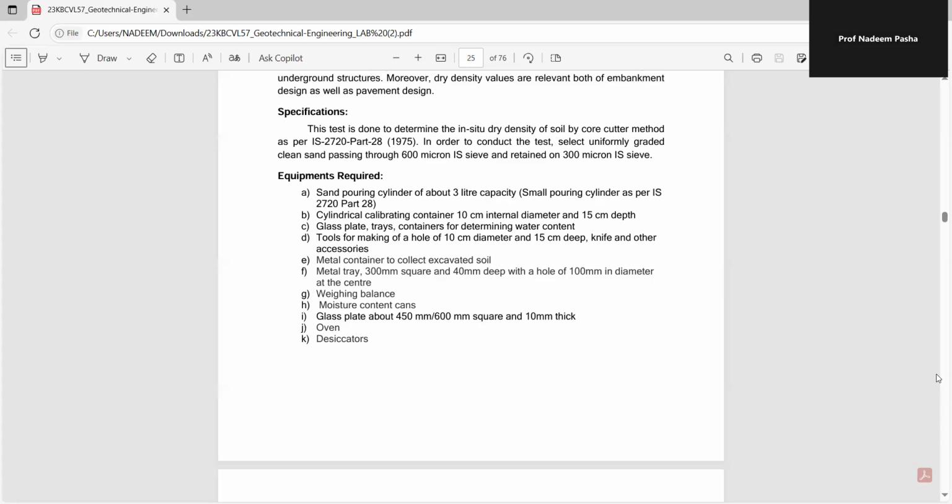Glass plate, trays, containers for determining the water content. Next, tools for making a hole of 10 centimeter diameter and 15 centimeter depth. Knife and other accessories. Metal container to collect the excavated soil. Metal tray 300 mm square and 40 mm deep, with a hole of 100 mm diameter at the center. Weighing balance, moisture content cans, glass plate about 450 by 600 mm square and 10 mm thick, oven and desiccators.